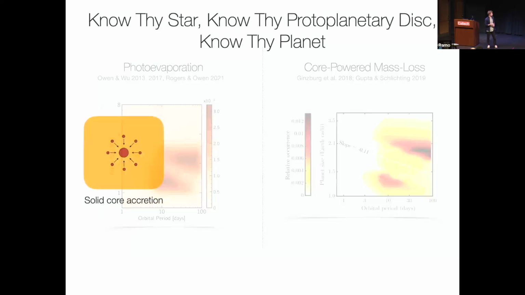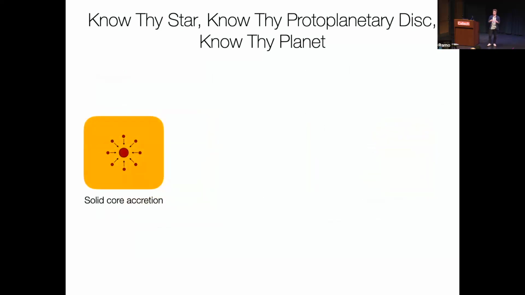For now, what I want to do is think about an evolutionary process or an evolutionary timeline for these sub-Neptunes. And this joke was actually scooped from me yesterday by Vincent. To understand the evolution of these planets, we need to know thy star, know thy protoplanetary disk, and also the planet, all right? But I'm glad it was said, because I agree.